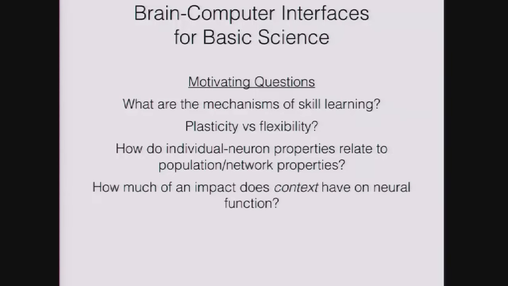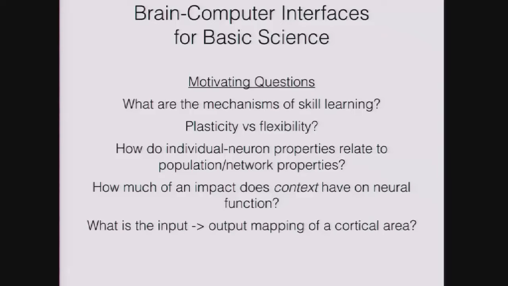Okay? How much of an impact does context have on neural function? So there's going to be a great workshop, I think it's tomorrow, about whether we should train a BCI using imagined movements or attempted movements. Those drive M1 differently, we believe. Okay? And I think that the animal studies can give us some sense for how M1 goes between native arm control, BCI control, multiple mappings in a BCI. Okay? These are questions that are within reach for us.